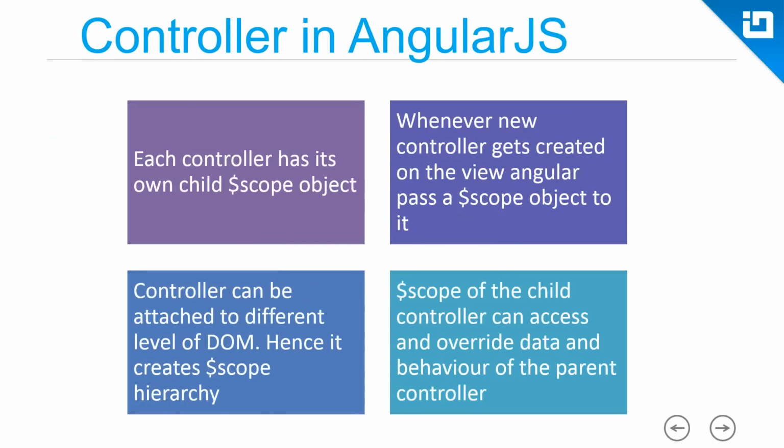A controller can be attached to different levels of the DOM, hence it creates a scope hierarchy. It is very straightforward. You can attach a controller to a div, and you can attach a controller to a nested div, or a child div which is inside a parent div, and hence the controller will create a hierarchy with the parent div. The scope of the child controller can access and override data and behavior of the parent controller.